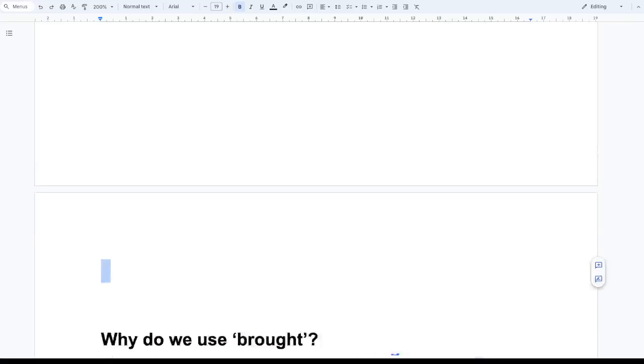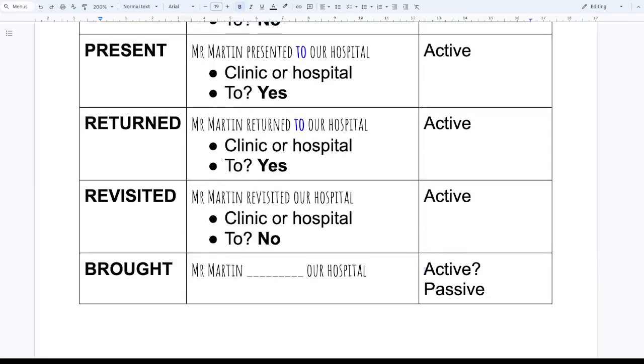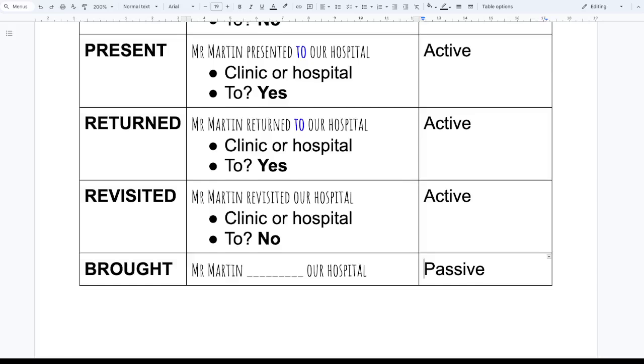Okay. Now, what that means is he's saying it's passive. Okay. And we're going to say was brought. Was brought. Now, do we say to? To or no to? Shani, what do you think? To or no to?